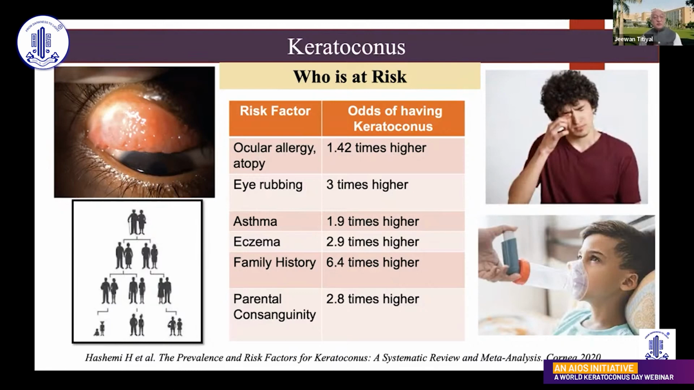So these are important histories which should be taken in families, and population-wise also. You should know these important things: consanguinity history, family history of keratoconus, and any allergy is also an important part.